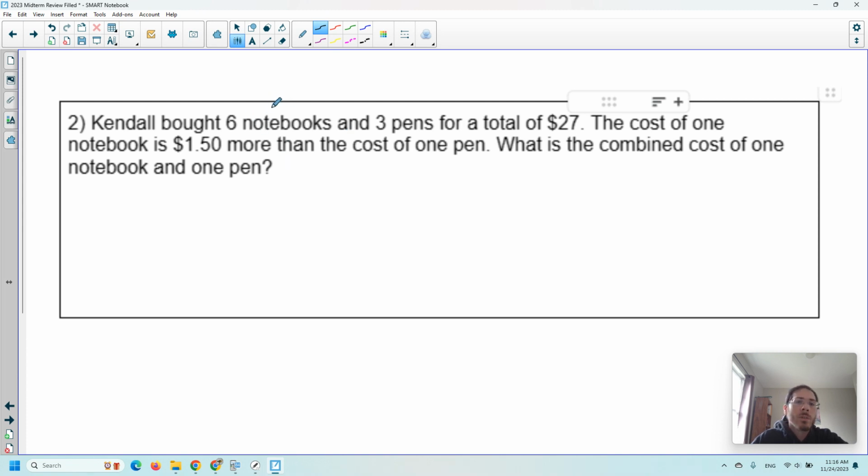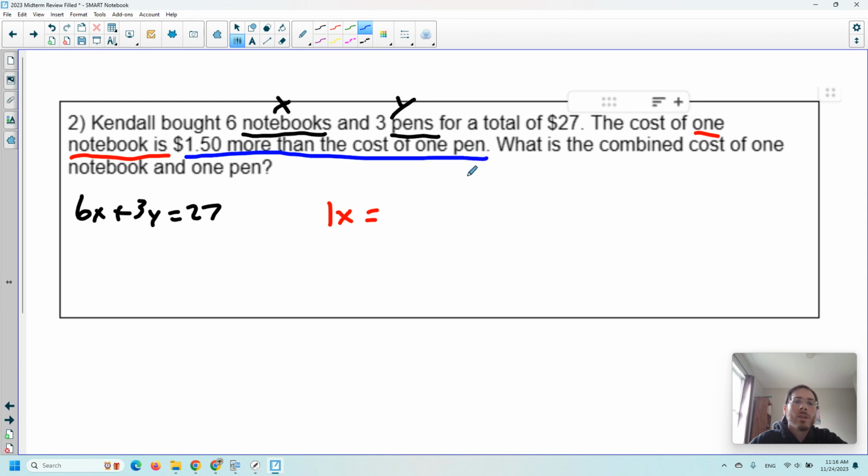We got 6 notebooks. I'm going to call the notebooks X. 3 pens. I'm going to call the pens Y. So I can see I've got 6x plus 3y equals $27. All right, that seems pretty solid. So then over here, the cost of one notebook is, so 1x means equals, $1.50 more than the cost of one pen. So 1.50 plus one pen. All right, so we're almost ready to roll.